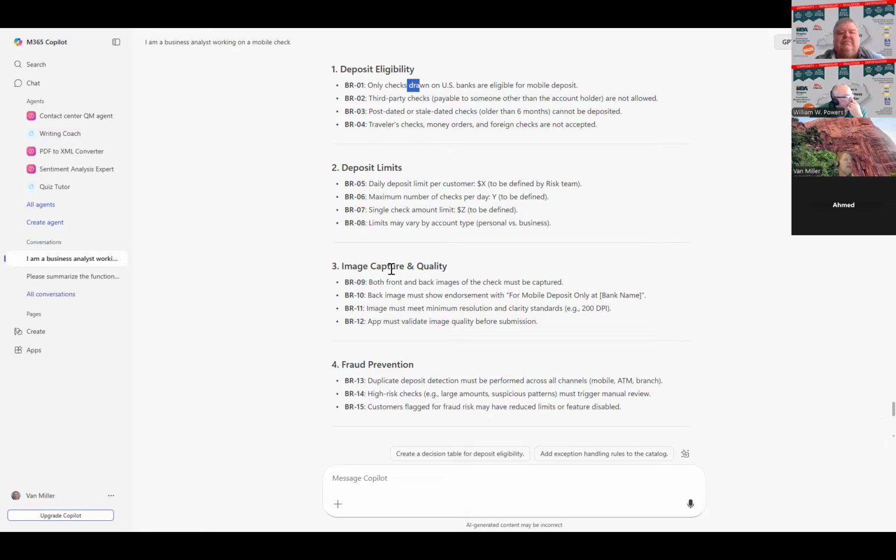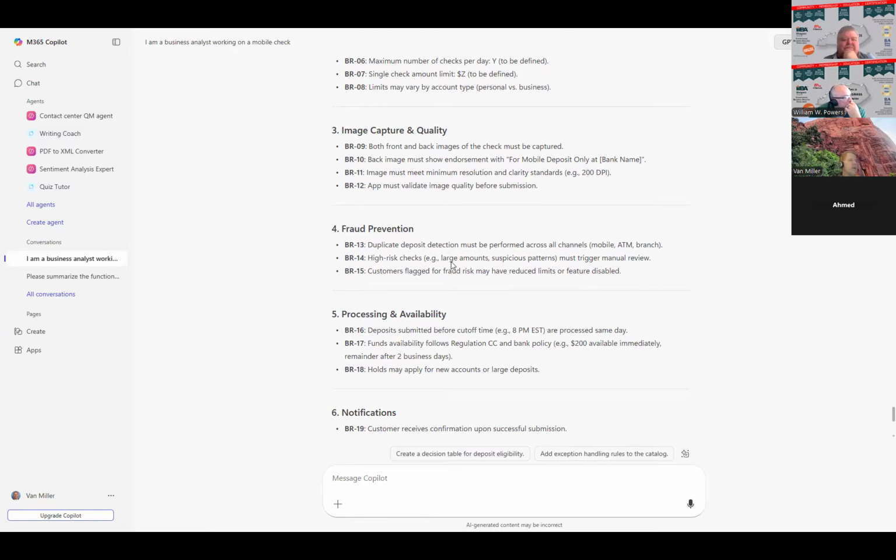So, image capture and quality: both front and back are captured. I remember us having that in the case study. The endorsement, I think I remember seeing that in the case study. Image must be of minimum resolution. Interesting. Not sure if that's good or bad, but it would have to have something. App must validate image quality before submission.